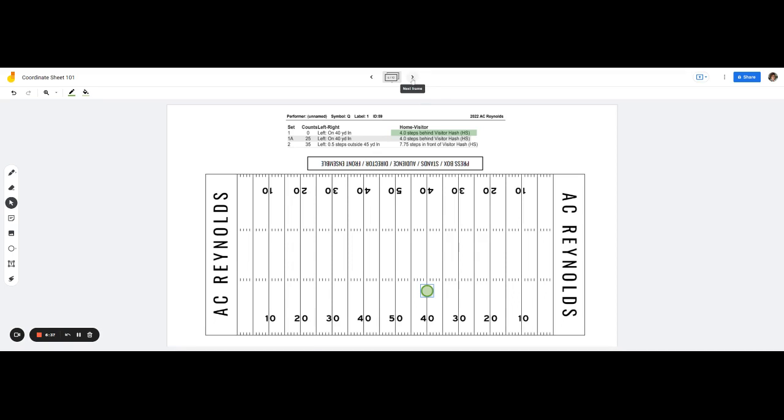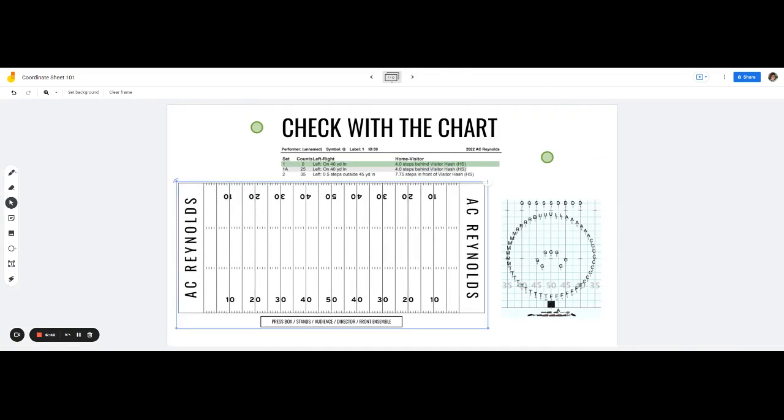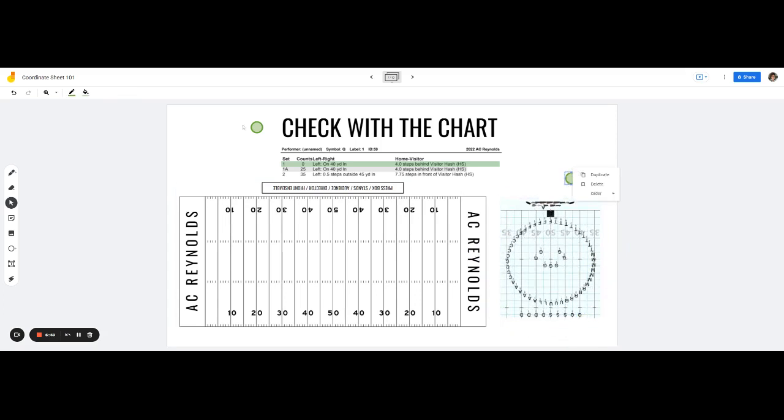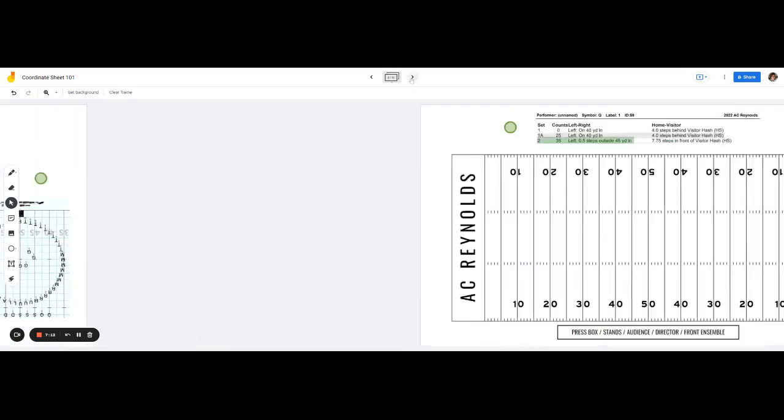Once you've got yourself in your spot, now you need to make sure that you fill in the picture with everyone else. So again, from our perspective, we're looking at our audience, and I am Q1. That's me over there. I was on the left side 40, and I was 4 steps behind. Ta-da. And I'm going to check it with my section leader, who will probably have the chart, or check it myself if I've got that too. And I am in the right spot. 40 visitor hash, 4 steps. Perfect. Okay, let's do another one.